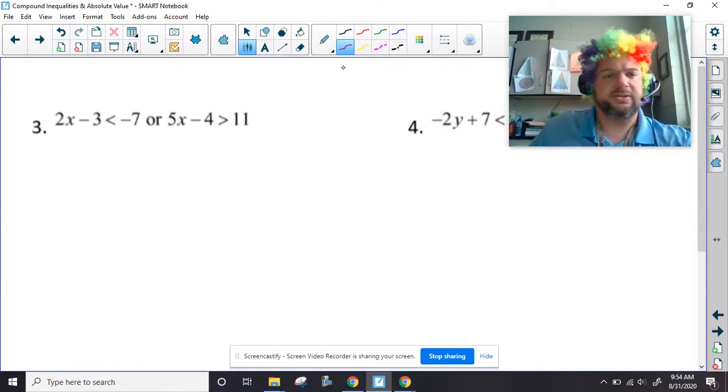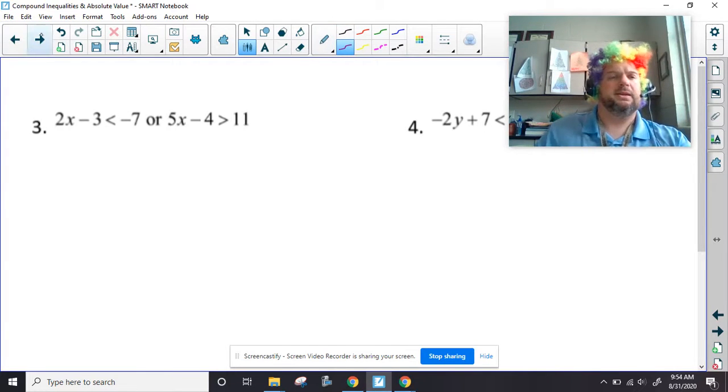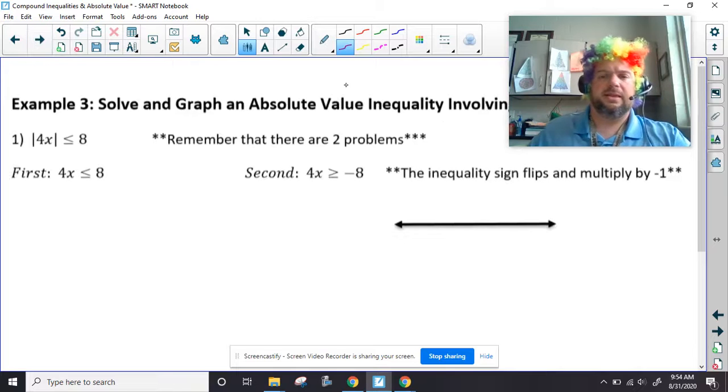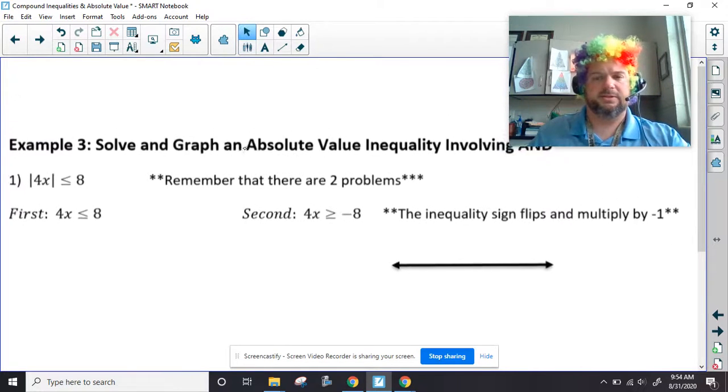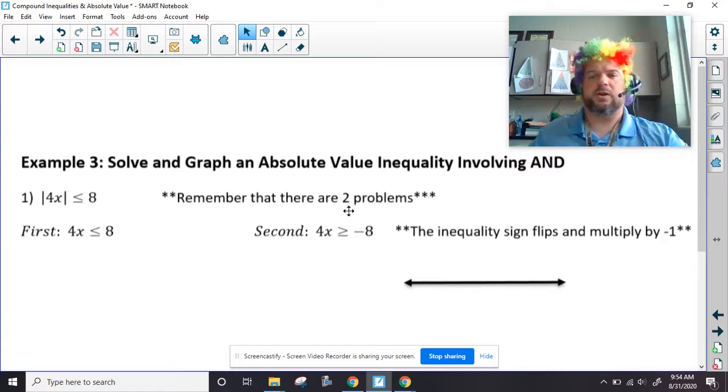I'm going to let y'all do this on your own because I have to make the main thing and move on. Now, this is new to Algebra 1 this semester. This is absolute value inequality. We already have absolute value equations. Now I have inequalities. They're very similar. This is also a compound inequality.